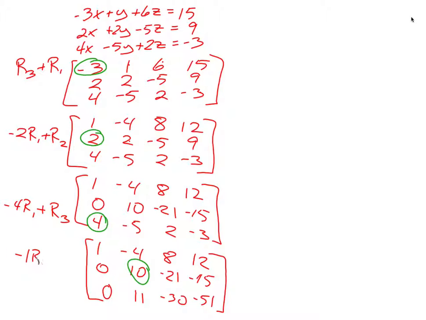So -1 row 3 plus row 2. So that means the top one's going to stay the same. 1, -4, 8, and 12. My middle one is going to be a 0. That's going to be a -1. That's going to be a 9. And 36. Wait, it can be a negative? Well, we're going to deal with that in just a second. But yes, I'm glad you brought that up.